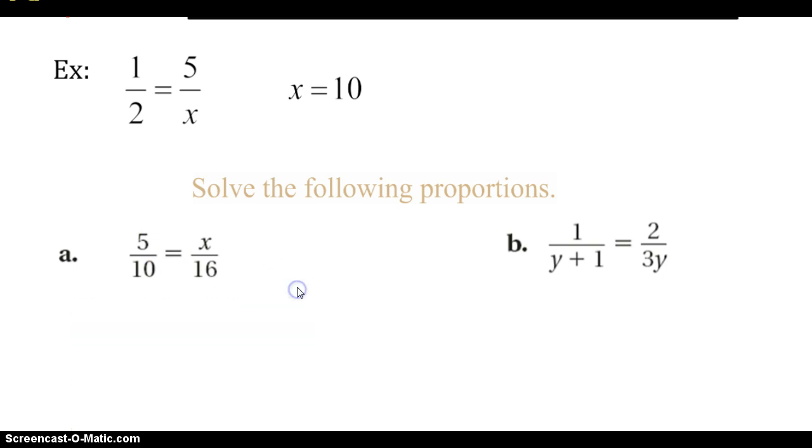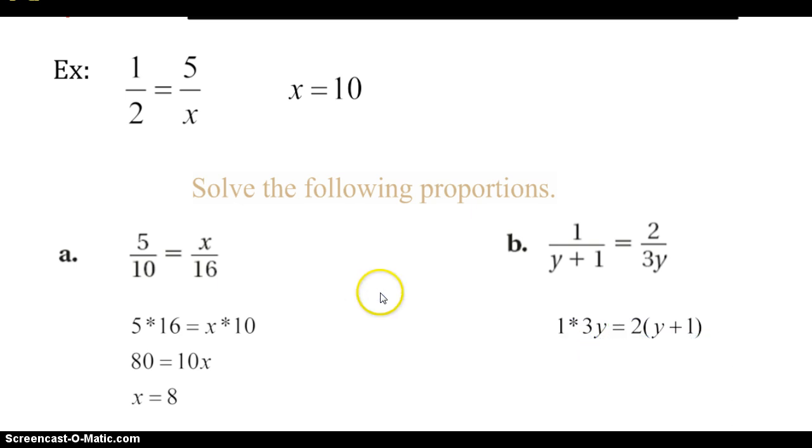The easiest way that you've learned to solve proportions is by cross multiplying. 5 times 16 equals x times 10. 80 equals 10x, and x is 8. Here, it's much harder to try to do it without cross multiplying. You can't really come up with what y would be to make these equal. So I'm going to cross multiply. I get 1 times 3y equals 2 times a group, so that's parentheses, and I need to distribute. So it's 3y equals 2y plus 2. I subtract, and y is 2.